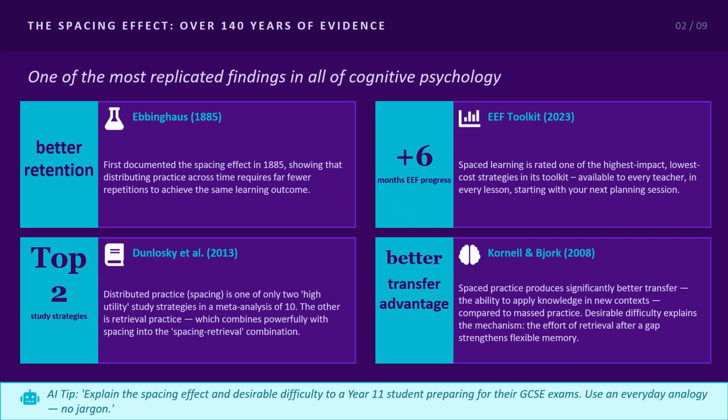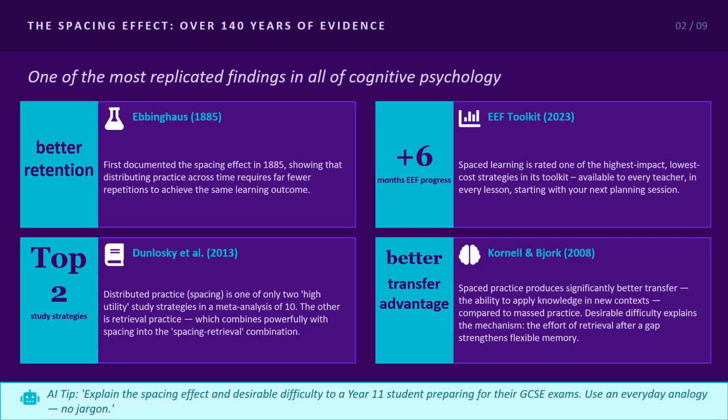Dunlosky et al., 2013: high utility confirmed. In the same meta-analysis that elevated retrieval practice, Dunlosky's team also rated distributed practice as high utility, one of only 2 strategies to achieve that rating. They note specifically that the combination of spacing and retrieval testing is particularly powerful. When you retrieve information at spaced intervals, rather than just rereading at spaced intervals, the effects compound. The 2 strategies are most effective when used together.